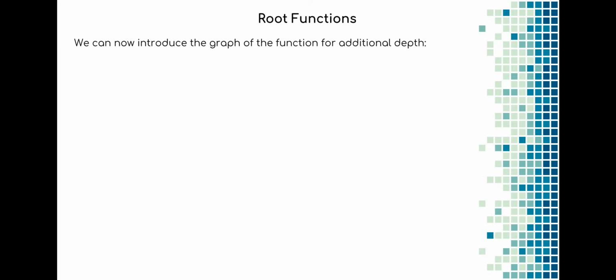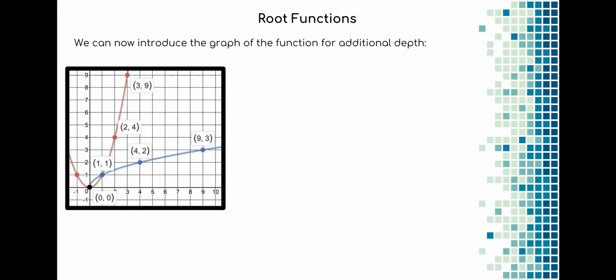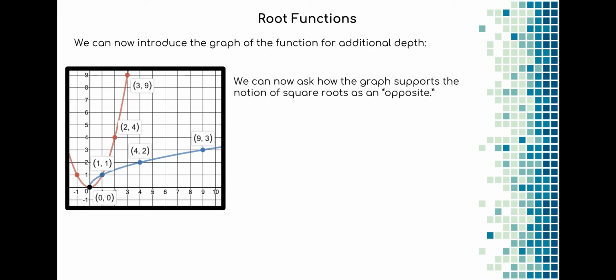We can now start to introduce the graph for additional depth. And here we have a graph that was generated in Desmos, but the key idea is that I can contrast the quadratic now with that square root function. And I'm going to want to ask students what they notice. And they may say things like, wow, it's the x and y values that are reversed, at least for the positive values. And so now we can really add some depth to this idea of a square root as an opposite or an inverse. What we've really done is we've inverted what we would normally do with a quadratic.